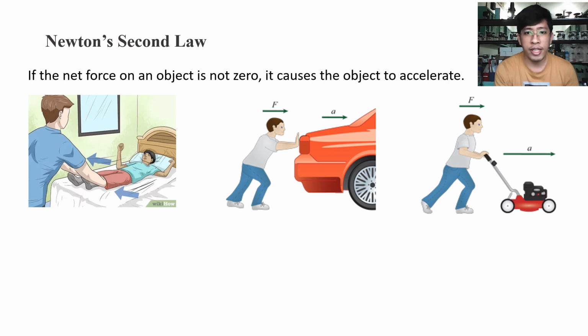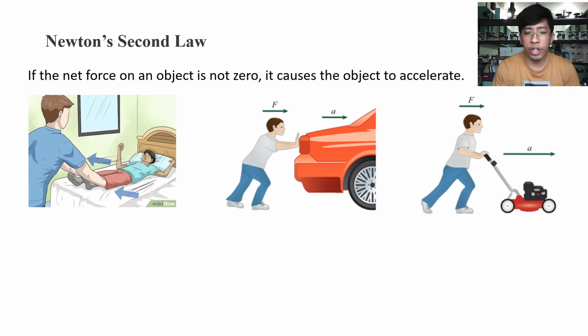Another example is you push a car that is, let's say, at rest or parked. So once you push the car, you're accelerating the car, you're giving the car some velocity. Also the same case with your lawn mower here. So as you push the lawn mower, your lawn mower accelerates forward.